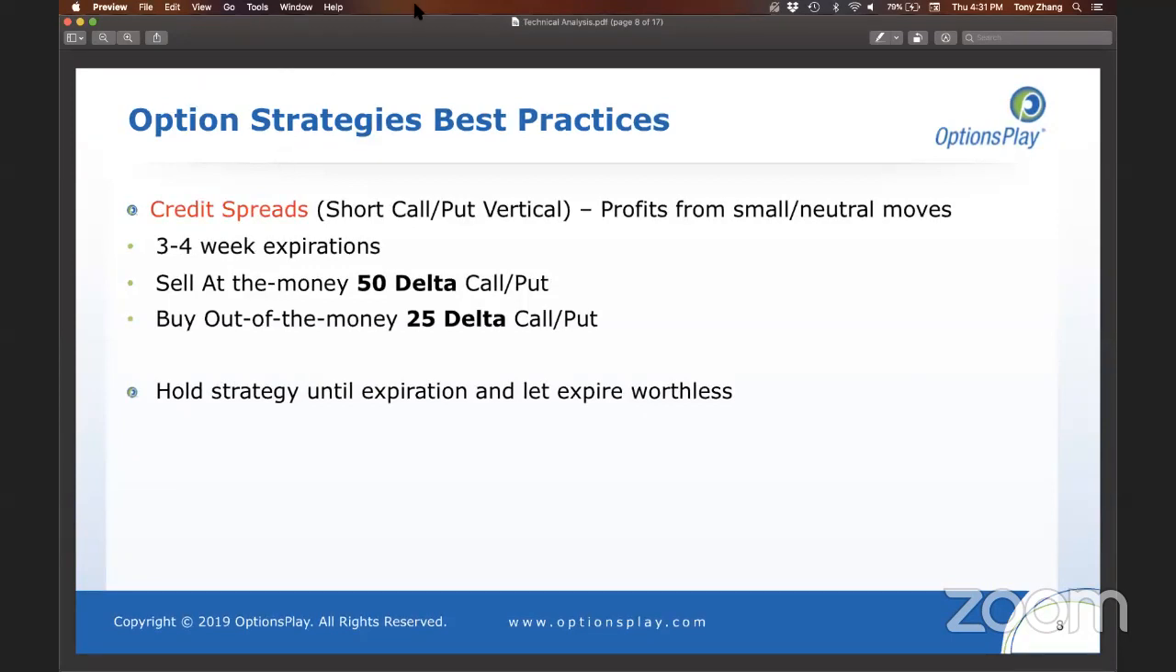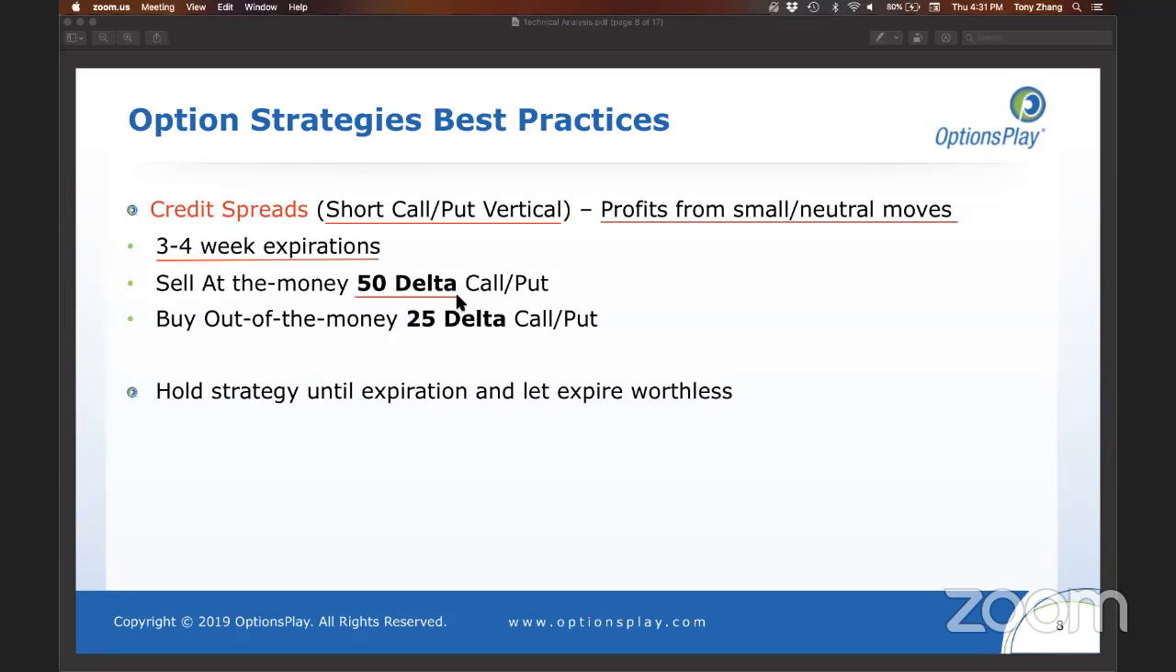The third strategy we're going to cover here today is selling credit spreads. This is for when you expect a small or neutral move in an underlying stock. Otherwise also known as a short call or put vertical. Now, with credit spreads, because you're selling options, you want to sell relatively short dated options. So 3 to 4 weeks out is usually a good starting point. You always want to sell an at the money call or a put to start with. So about a 50 delta call or a put to sell. That's the neutral piece of this strategy.